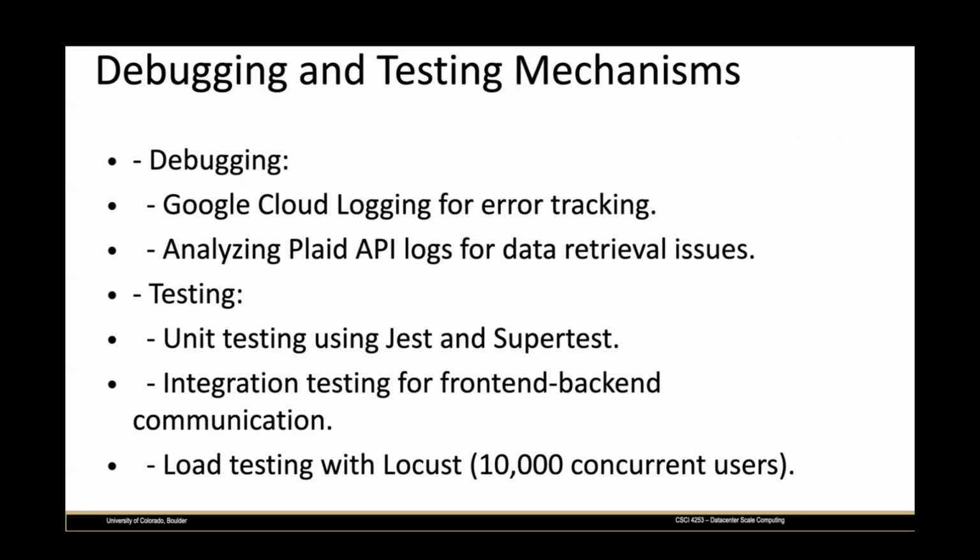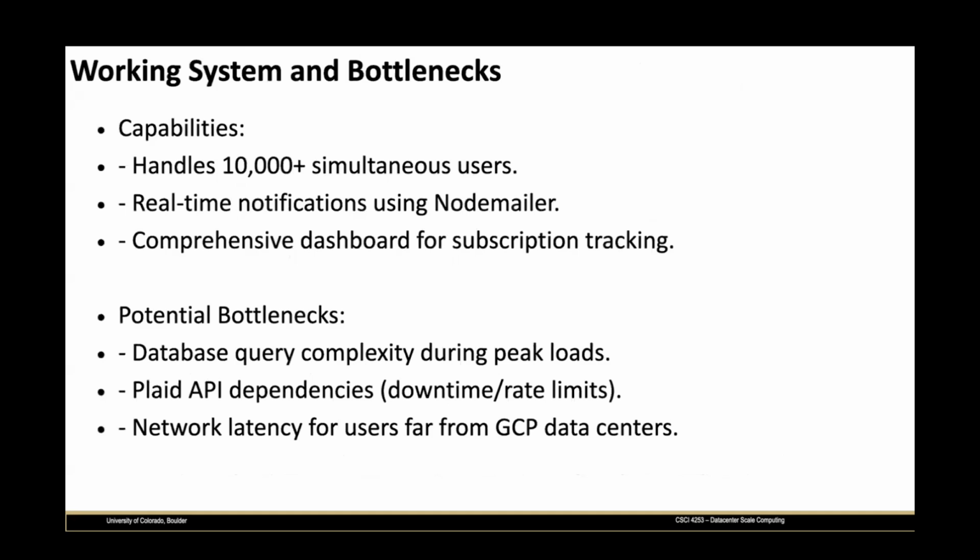So for testing mechanisms, for unit testing, API endpoints were validated using Jest and Supertest, and we've also used Postman to test the APIs. For integration testing, we ensured that proper interaction between the front end, backend, and Plaid API was done. We have used Locust for load testing, where we made multiple API calls to make sure that the app could handle multiple requests at the same time. So that was done using Locust.